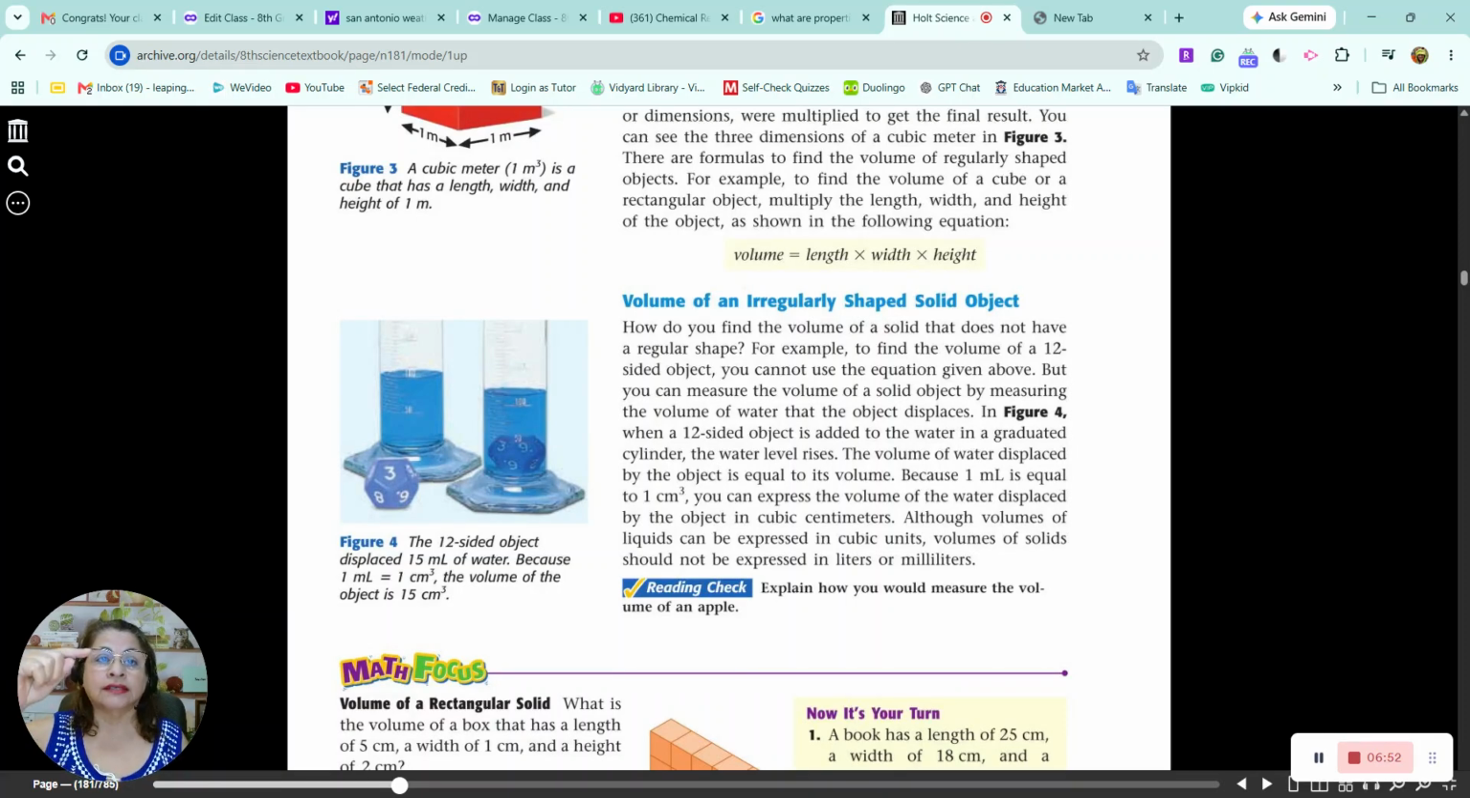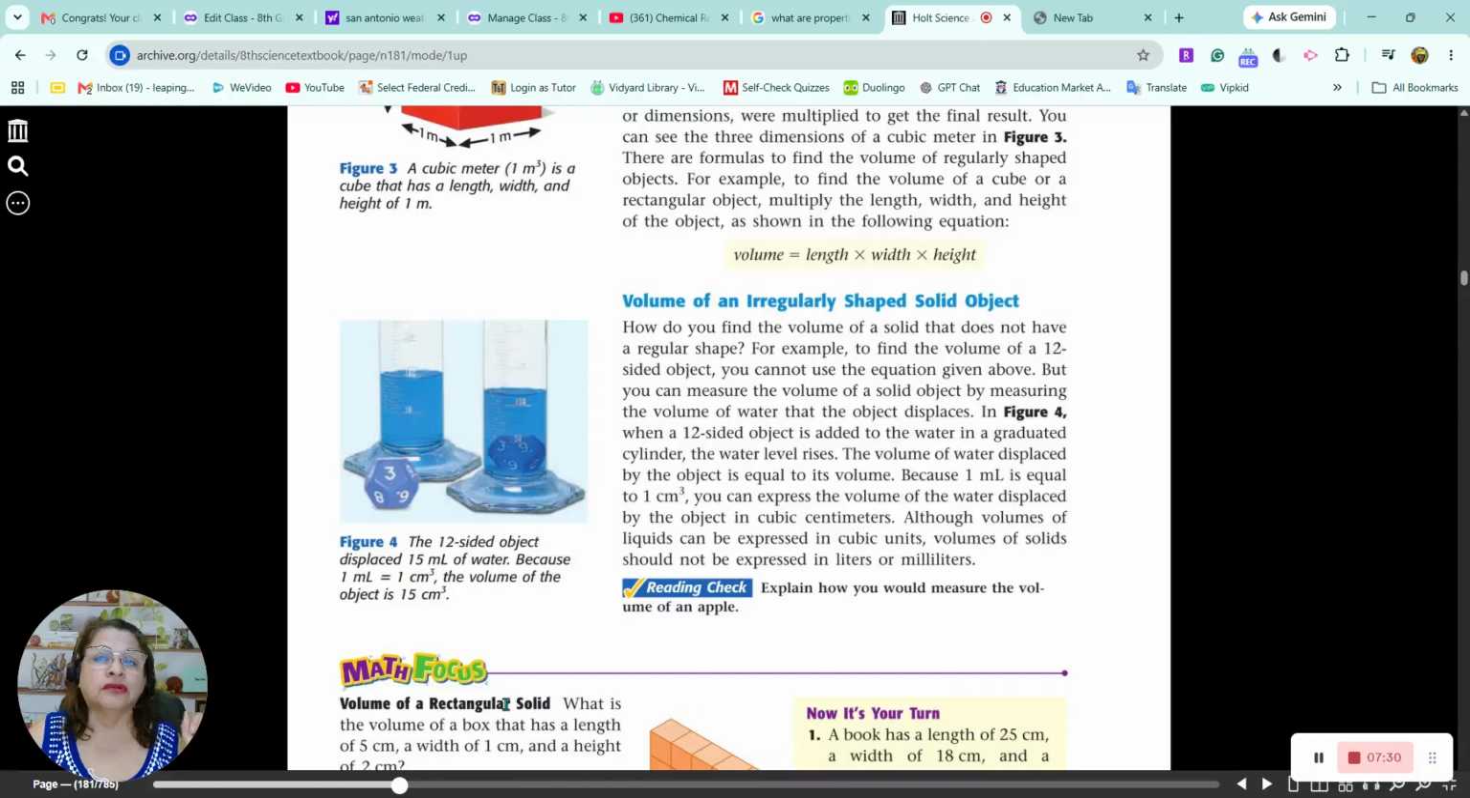The water will rise. And so all you do is you will subtract. Whatever it was, this was 15 here, and then whatever it is afterwards, you're going to subtract, and it's actually going to be 1 milliliter difference. It only moved up 1 milliliter. But remember, this is a 3D figure. So this is where that little number 3 comes in.